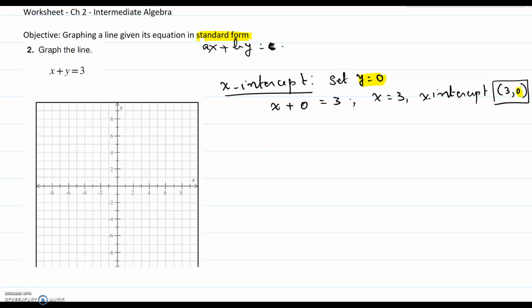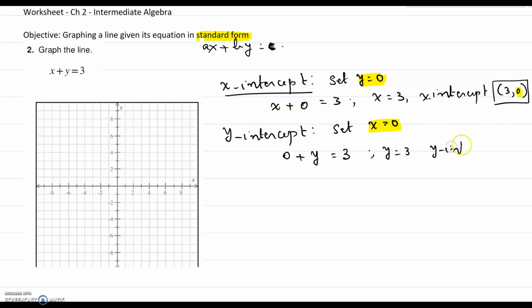Then what is the y-intercept? Y-intercept is a point where the graph crosses the y-axis. Because it's a point on the y-axis, its x-coordinate would be 0. So in the given equation, you're going to set x to 0. So 0 plus y equal to 3, or y equal to 3, which means the y-intercept, if you write it as an ordered pair, is (0, 3).